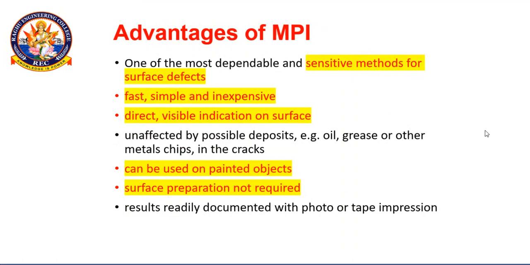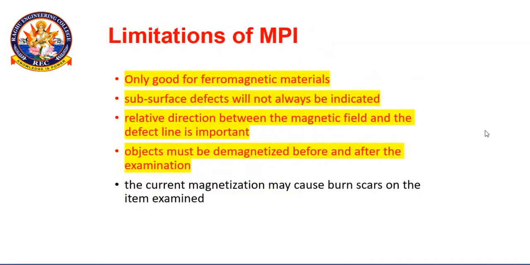So it is a sensitive method, and very fast and simple, inexpensive. We only need some ferrous powders. So it is a fast, simple, direct and visible inspection. The disadvantage is also there. It works only on ferromagnetic materials. For other materials, like plastics and ceramics, we cannot identify the defect with magnetic particle testing. Our component should be ferromagnetic material.